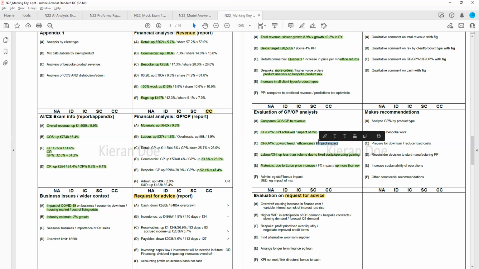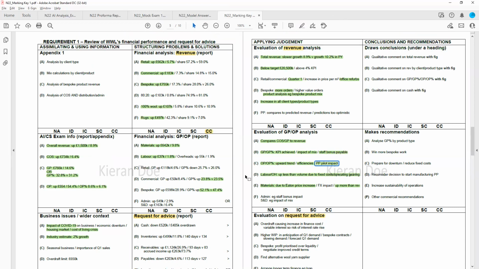Could have mentioned the impact of the PP pilot as well, because that's expected to have a loss. In fact, we did mention that, didn't we? We actually mentioned that in our revenue section. So even if you mention a point in a different section, you'll still get the mark for it. It's only conclusions and recommendations which need to be under a specific heading.